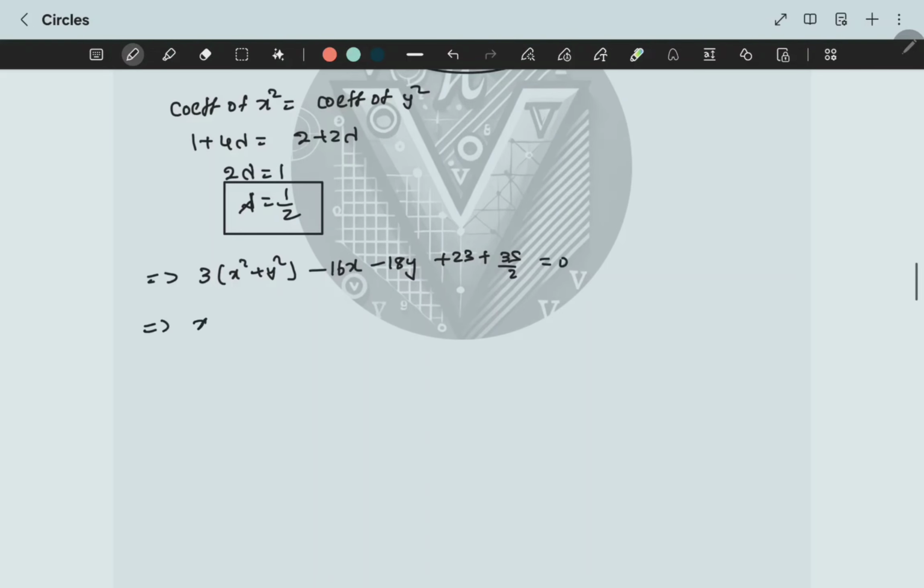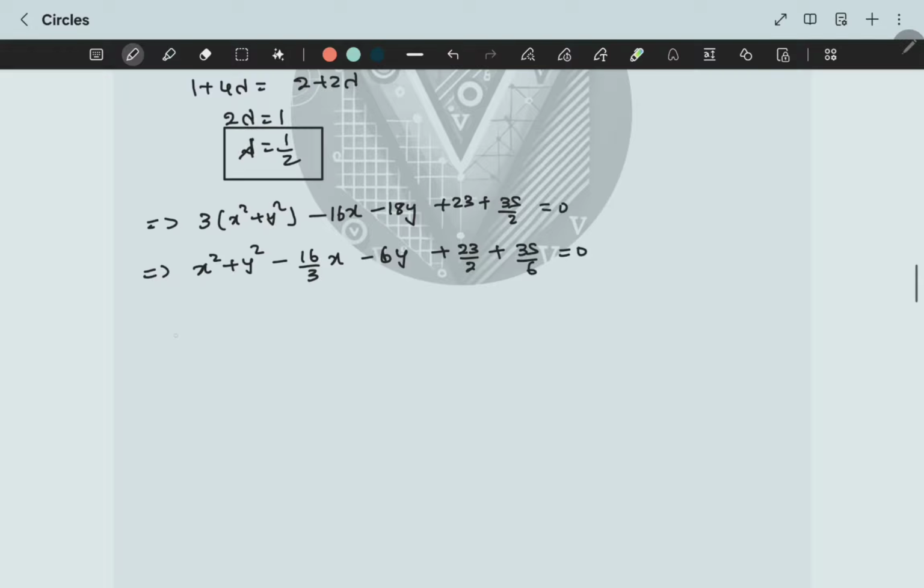Let us make the coefficient of x square and y square as 1. That means divide by 3. So we get 16 by 3 into x minus 18 by 3, which is 6y, plus 23 by 2 plus 35 divided by 6, if I am right. So what is the center?